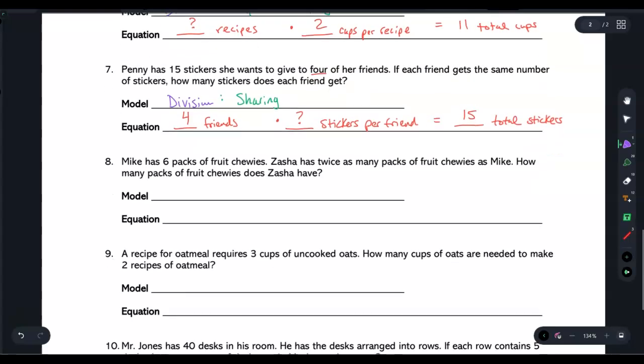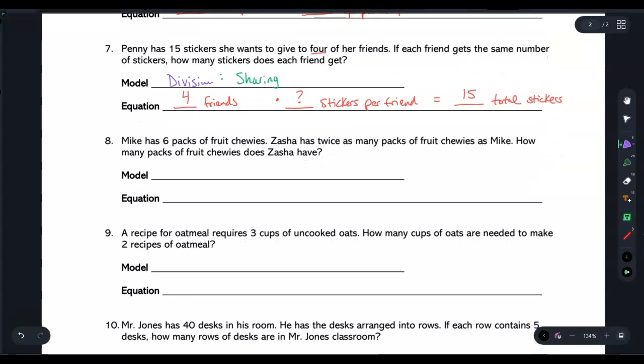At number 8 here, Mike has 6 packs of Fruit Chewies. Zasha has twice as many packs of Fruit Chewies as Mike. How many packs of Fruit Chewies does Zasha have? So this one, we're talking about some starting value and then having, in this case, twice as many, or 2 times as many. So we're talking about like 2 times as many, 3 times as many, something like that. That's going to be a multiplicative comparison problem.